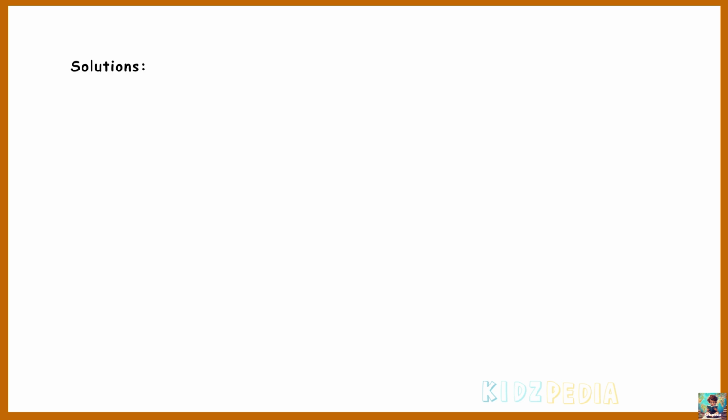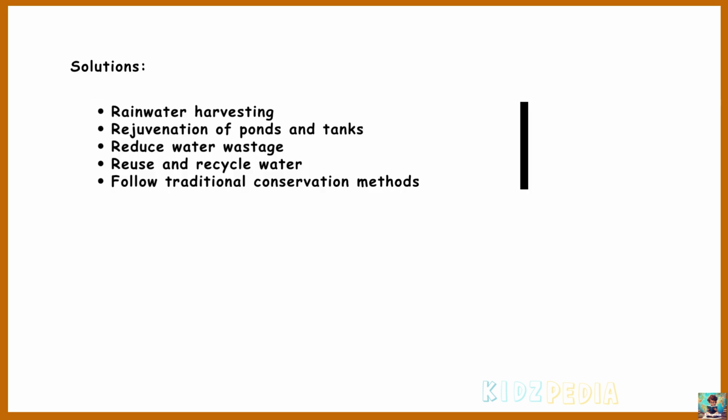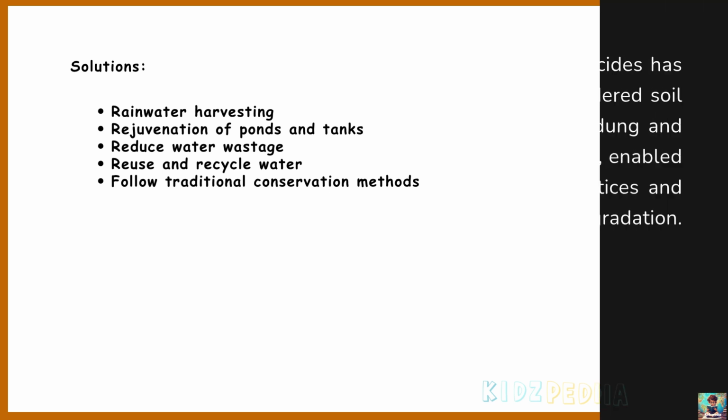To solve this problem, people are trying methods like rainwater harvesting, restoring ponds and tanks, reducing wastage of water, and recycling and reusing water. These methods help increase groundwater levels and conserve water for the future.